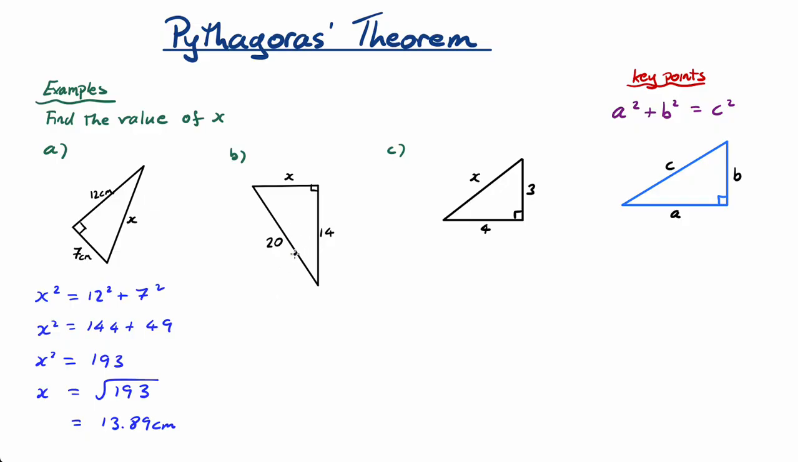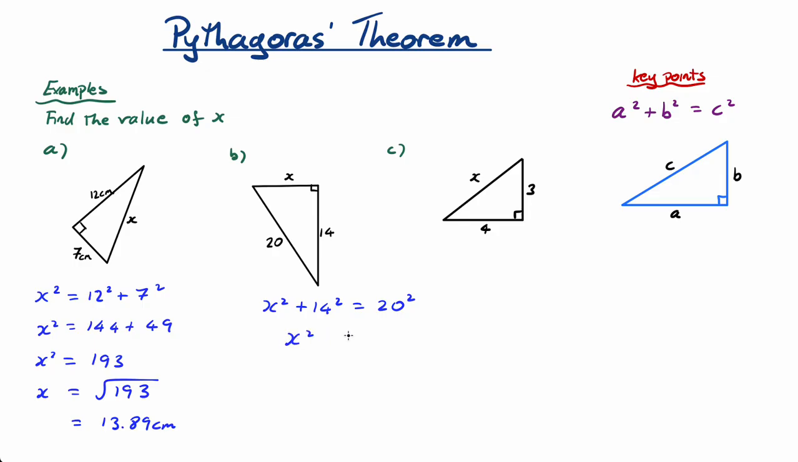Okay, next one. Now, guys, note you can write x squared equals 12 squared plus 7 squared, or 12 squared plus 7 squared equals x squared. It doesn't matter which one you put first. So in this case, because I'm looking for x, I'm actually going to put the x first. So I'm going to do x squared plus 14 squared equals 20 squared. And I'll show you another trick, guys, or not a trick, but just something you need to be comfortable with.